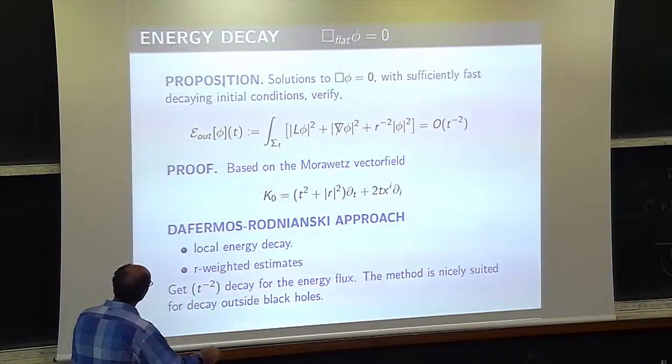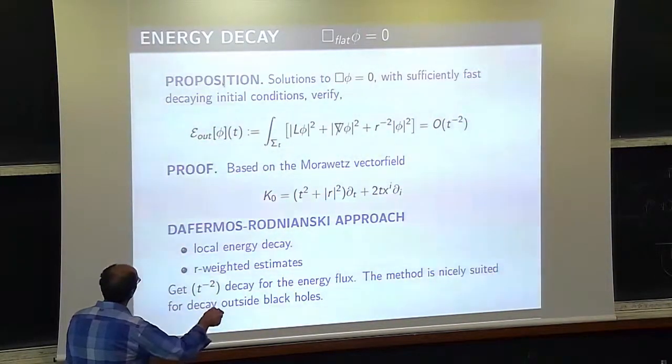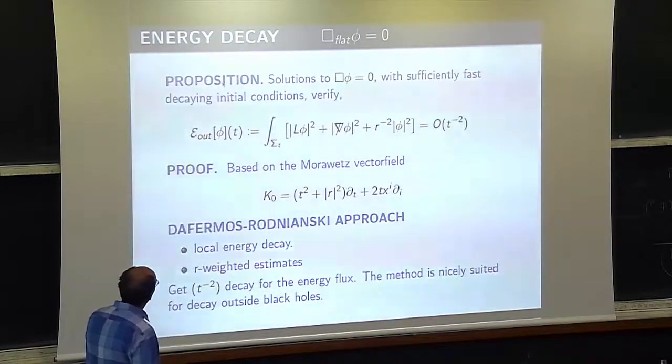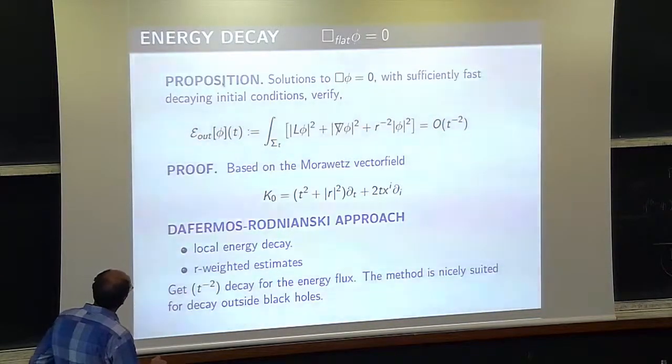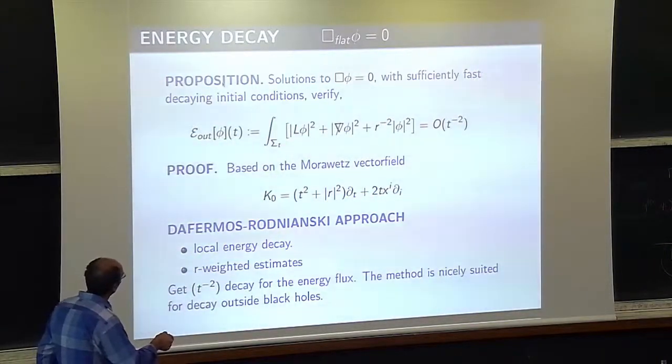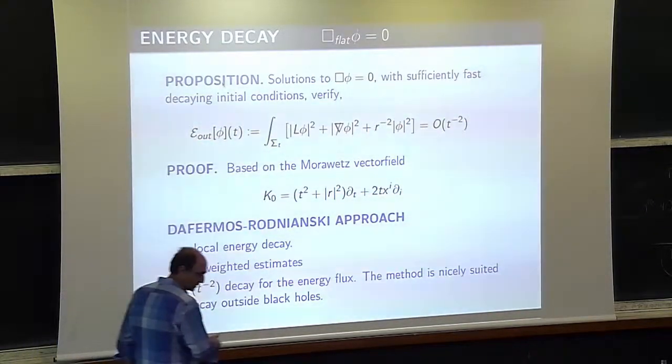And if you use this vector field together with the usual energy estimates for this equation, you get what I call the outgoing energy. So it's an integral of phi outgoing, which involves only L of phi, angular derivative of phi, and this term r to the minus 2 phi squared. So let me recall what these are.